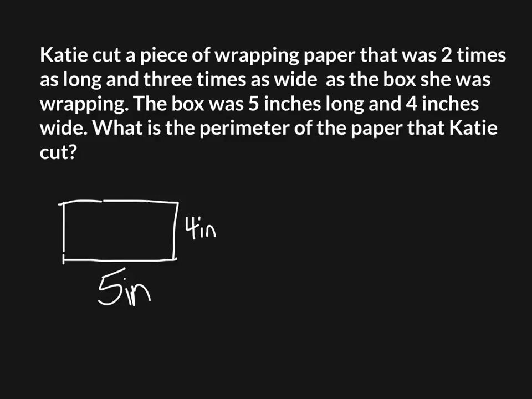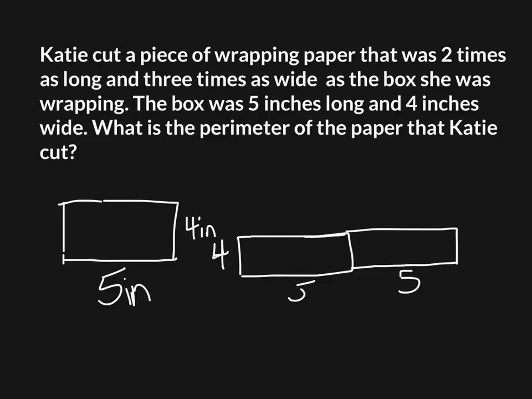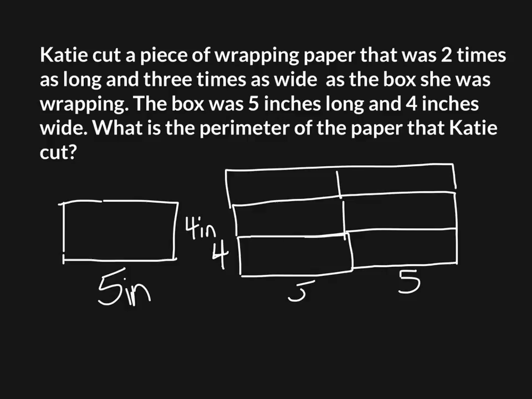And then when I go back to the other clues, it says that the wrapping paper was 2 times as long and 3 times as wide. So I need to sketch this again. I know that my original box was 5 by 4. So if I relabel this as 5 and 4, I need to make it twice as long. So I'm going to add 5 to the length. And it needs to be 3 times as wide. So I need to add 2 more to the width. So it is 4, 4.